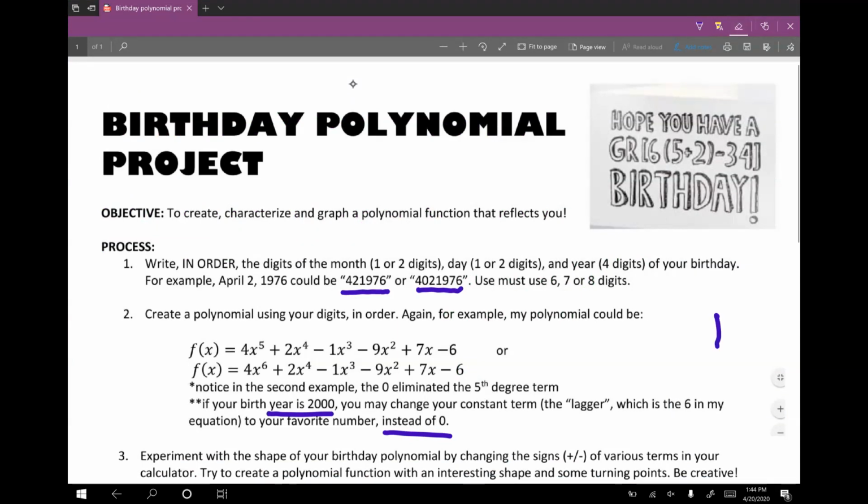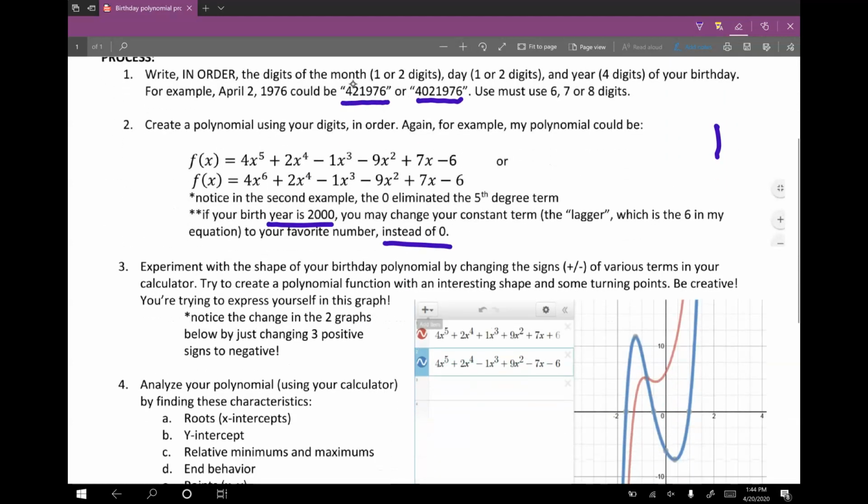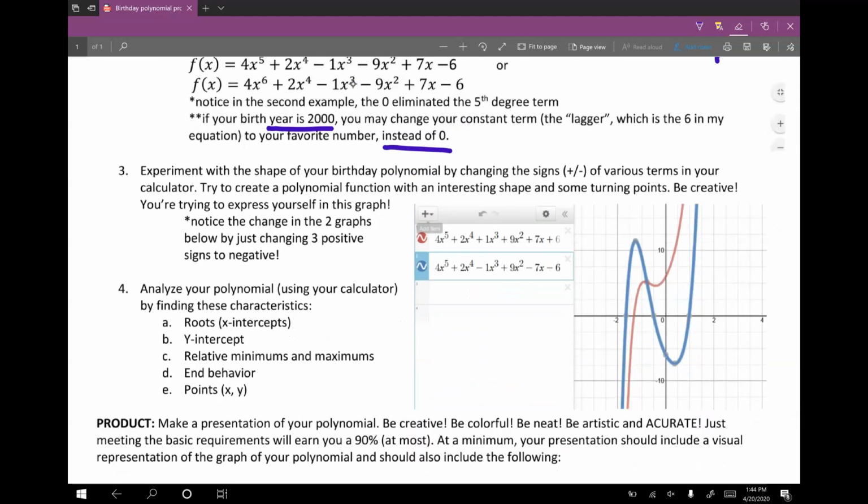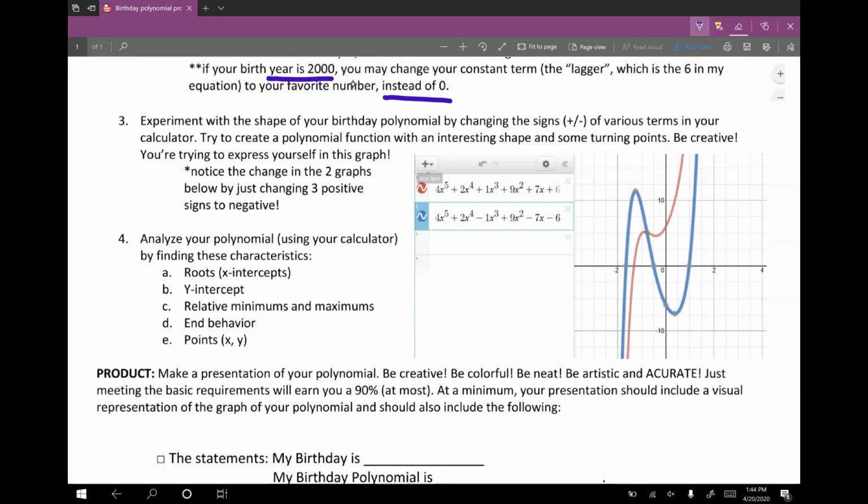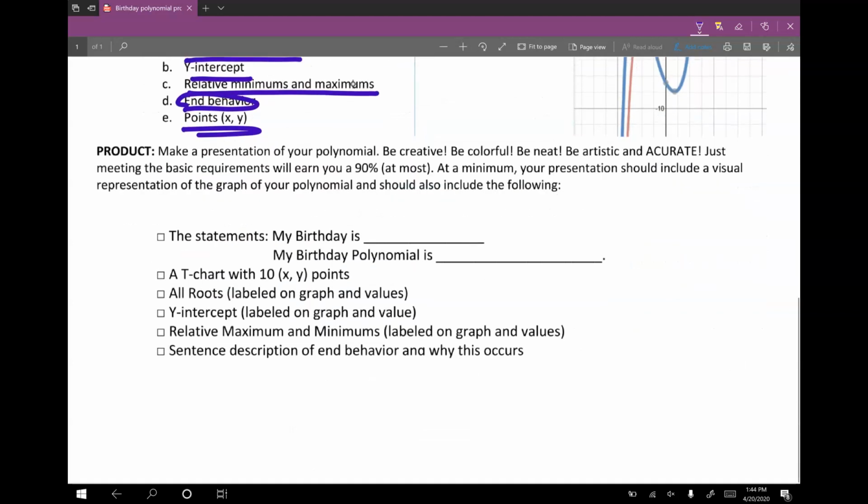We go back to the PDF. You're going to use Desmos to do all this, and what I want you to find on Desmos is your roots, your y-intercept, your maxes and your mins, your relative max and mins, so all of them. Okay, you're going to do a slide on your end behavior. I'll pull up the end behavior chart to show you, and then you're going to make a table of values.